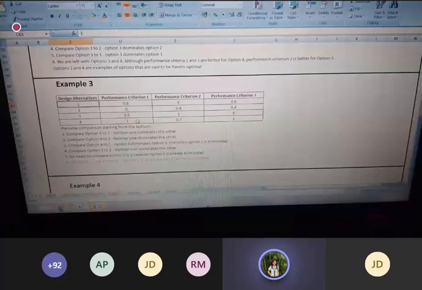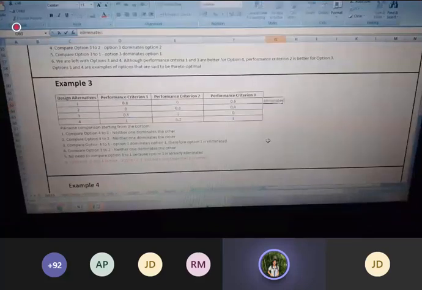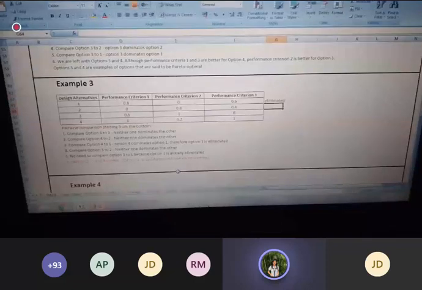So option 4 dominates option 1. So this would be eliminated and would not be considered as a Pareto set. Okay?